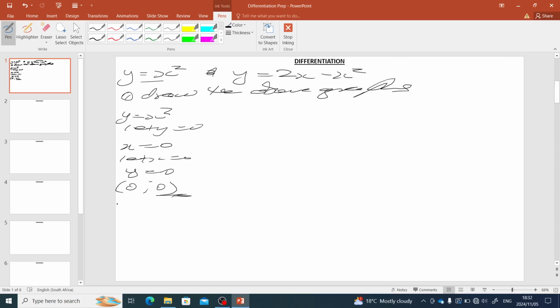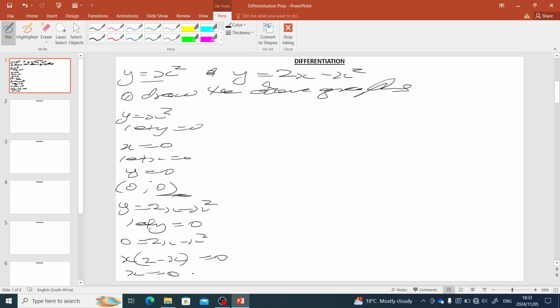Then the second one, it is y equals 2x minus x squared. Let y equals 0, then we have 0 equals 2x minus x squared. Then we take out the common factor here. The common factor would be x. Then we'll have x(2 minus x) equals 0, so x equals 0 or x equals 2. That's what we have there. Then we can draw our graph.